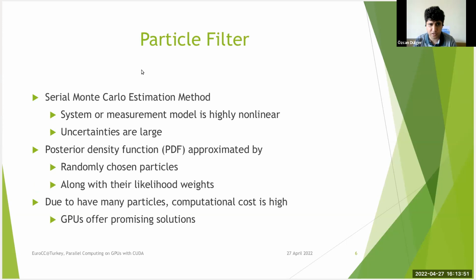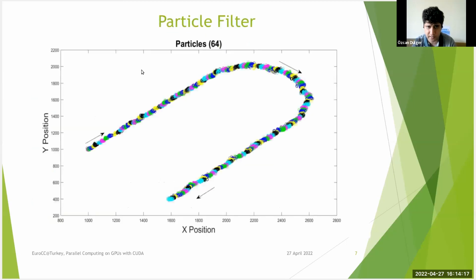Where the system of measurement model is highly nonlinear and the uncertainties are large, the posterior density function is approximated by randomly chosen particles along with their likelihood weights. Due to the large number of particles, the computational cost is very high, but GPUs offer promising solutions for the particle filter.